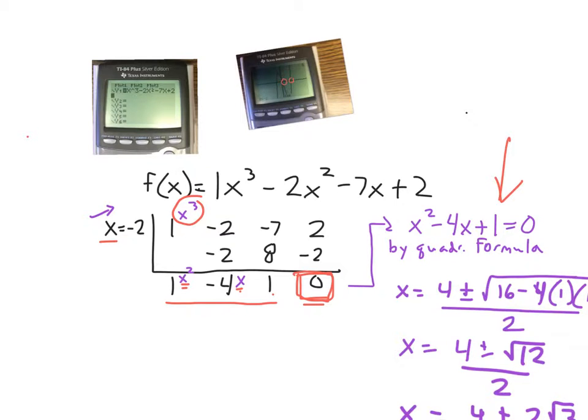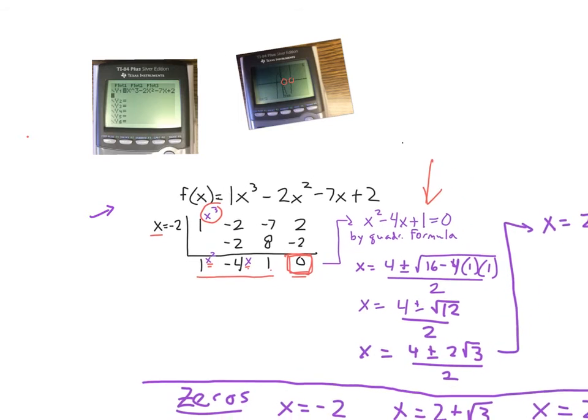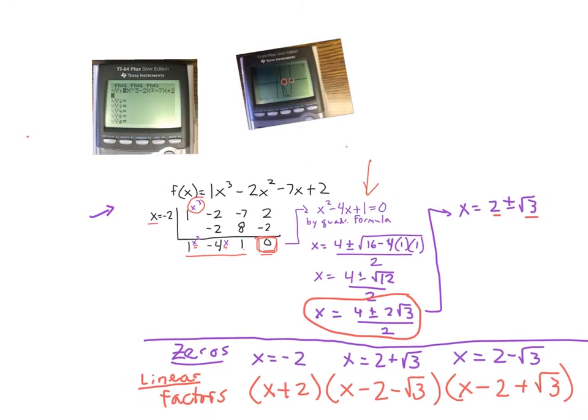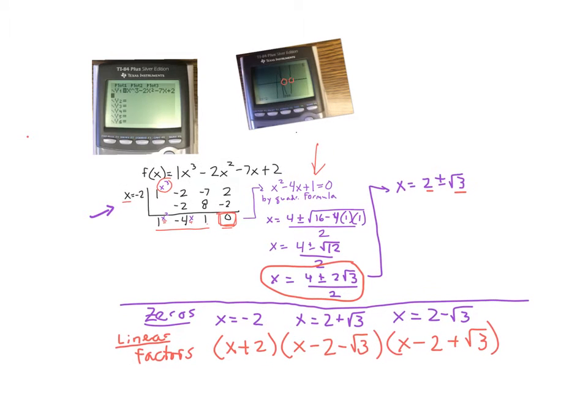So I use the quadratic formula. It's a great tool. And I found, using the quadratic formula, that it is definitely not a nice neat value. I divided each part by 2, and 4 divided by 2 is 2. 2 radical 3 over 2 is just radical 3. So 2 plus or minus radical 3. So, similar to one of the other examples, I then could express my 3 zeros as x equal negative 2, x equal 2 plus radical 3, and x equal 2 minus radical 3.